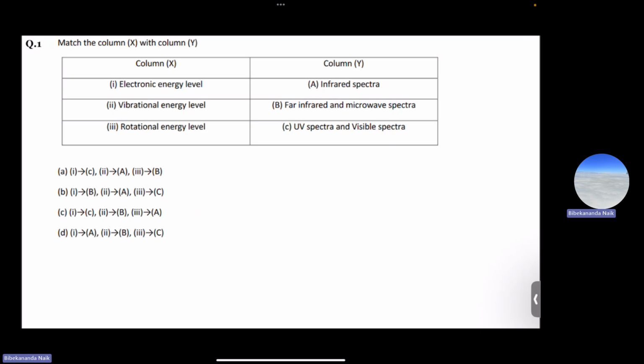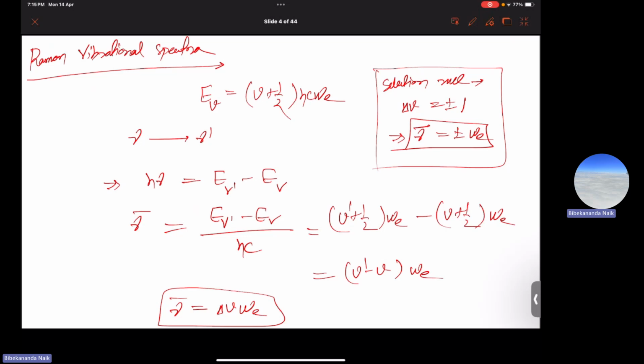Now if we discuss Raman rotational spectra, let me add another slide.